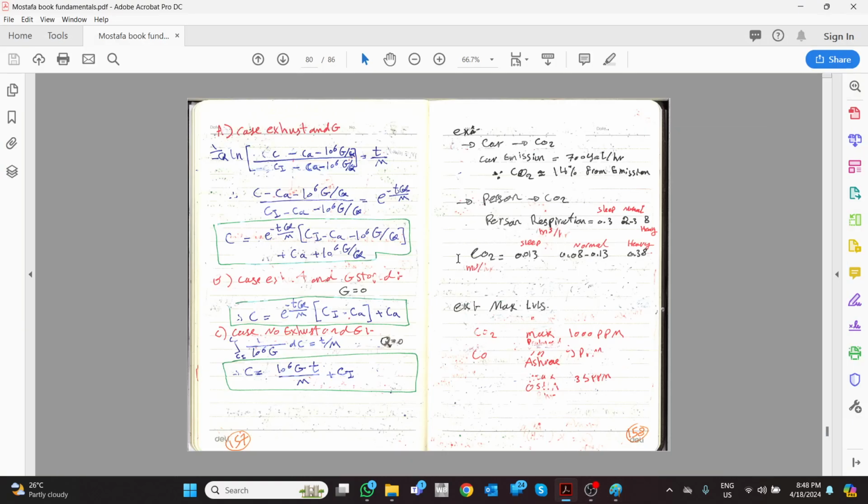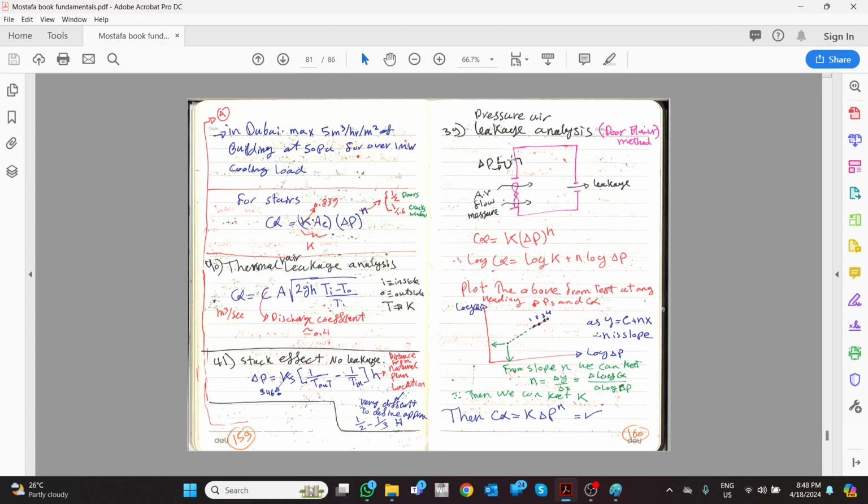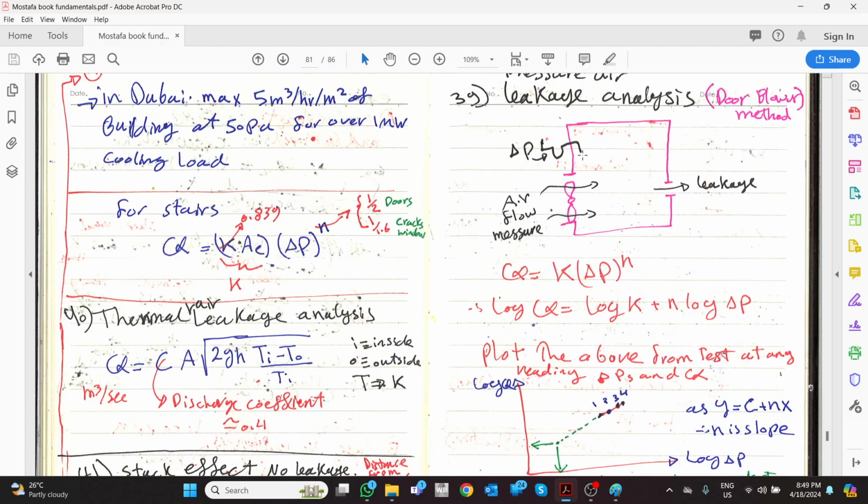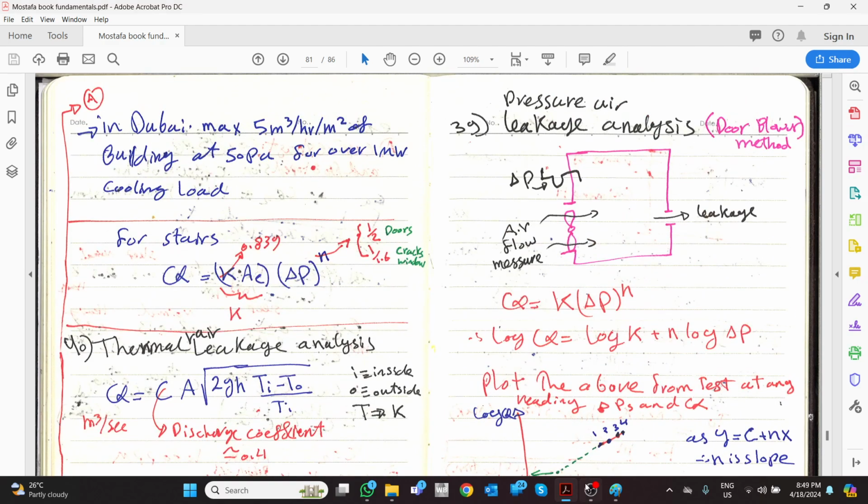And we're going to continue. Pressure leakage analysis, and better to stop here.